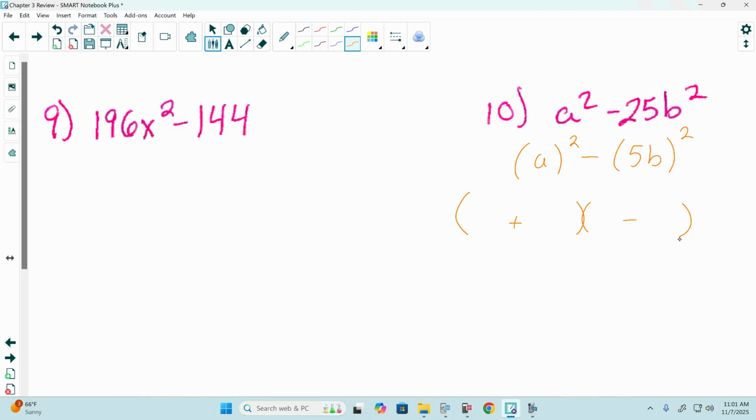So this is going to factor to a plus 5b times a minus 5b, because it's matching up with our a plus b times a minus b. Our a term is, in this case, just a. B is 5b. A plus b times a minus b, so a plus 5b times a minus 5b. Questions? To get to the 5, just square root. Yeah, that's what we're doing. We're just square rooting both of those to see what the individual term is.